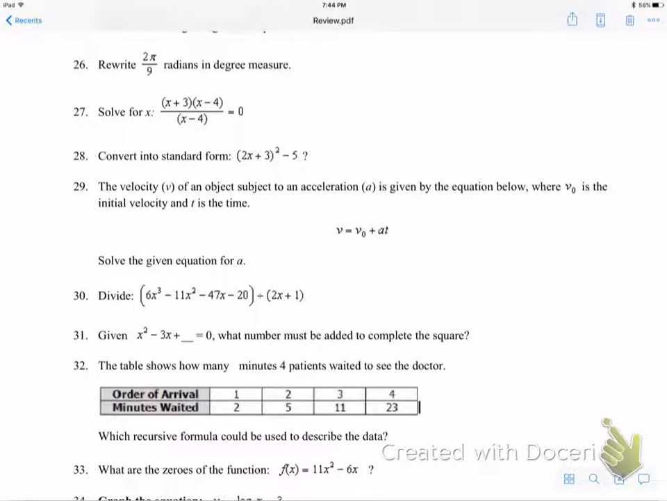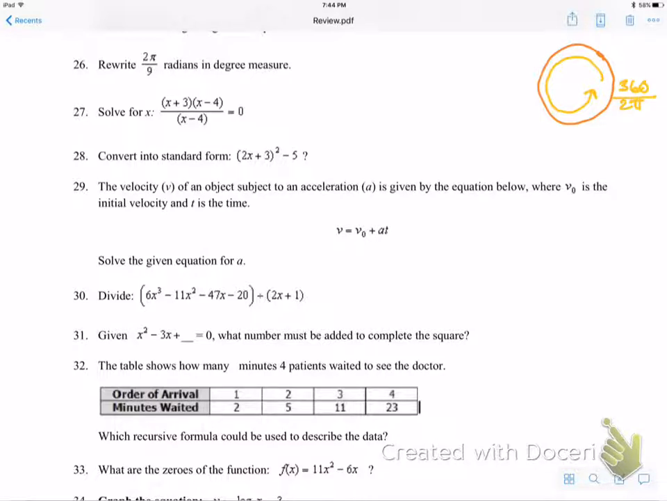In 26, when converting from radians to degrees, remember on our unit circle how a full trip around the circle, starting at the positive x-axis, is 360 degrees around. And 360 degrees around corresponds to 2 pi radians. So this can be used as a conversion factor because they're equal to one another.